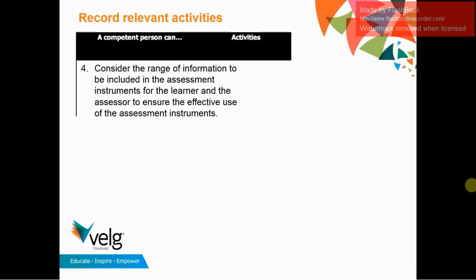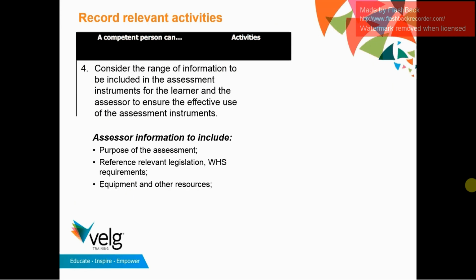So in the next one here, we're starting to look now at the range of information that we do need to include in the assessment instrument itself. Because you can imagine if I'm going to be giving you, if you're one of my students, this actual assessment instrument, maybe it's an observation I'm going to conduct, I really need to make sure that both you as the learner and the assessor have enough information to be able to effectively use this assessment instrument. So I need to think about what's going to be in that.